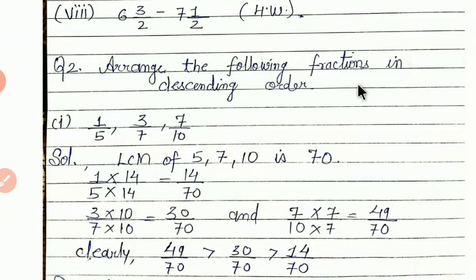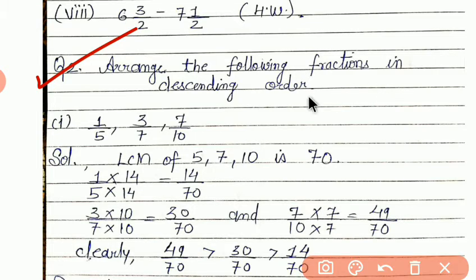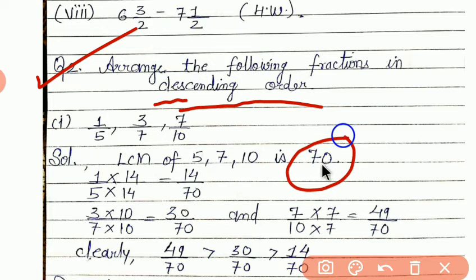Now question number 2, arrange the following fractions in descending order. We know descending order means from the greater number to the smaller number. So here you can see 1 by 5, 3 by 7, 7 by 10. Here it is not easy to find which one is greater and smaller. For finding this, first we will make all the fractions with the same denominator. After that we can compare. So first we will take the LCM of 5, 7 and 10. If we take the LCM, we will get the answer as 70.